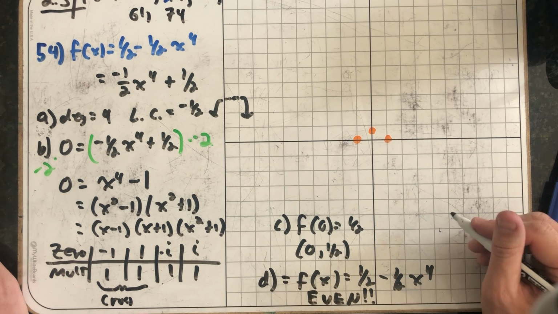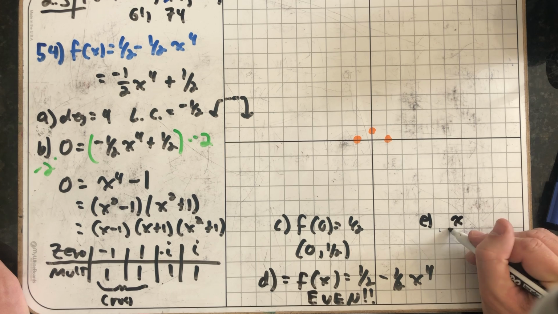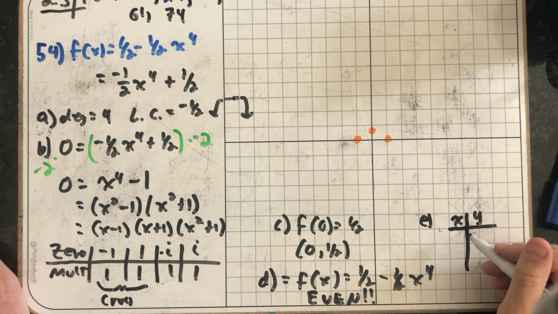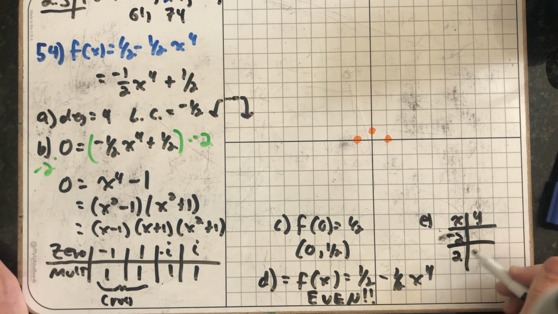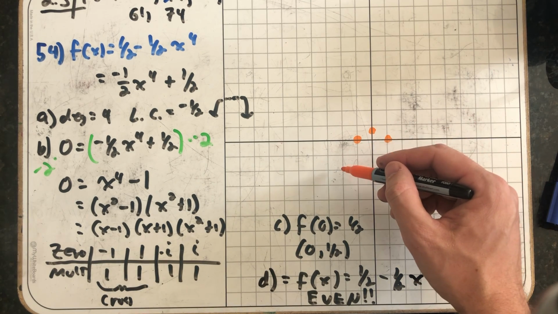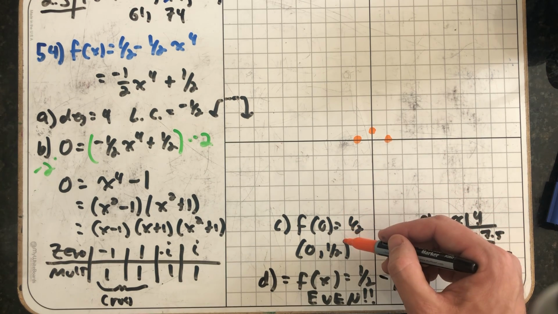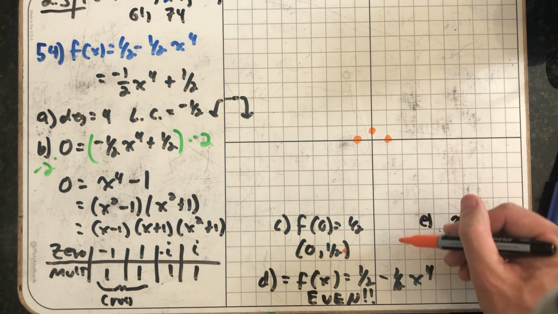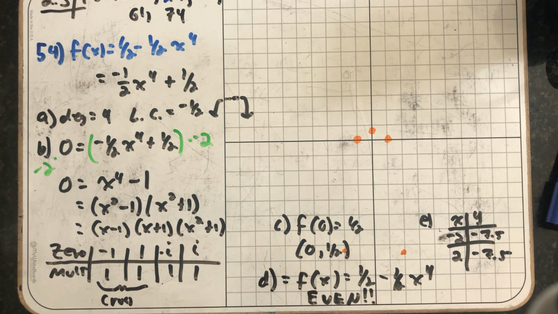So in part E, I can plot a few more points. I elected to plot points at -2 and +2. And earlier I've already evaluated these in my graphing calculator. I got -7.5. And of course this is an even function, so they both have to be -7.5. So the y values look like that.